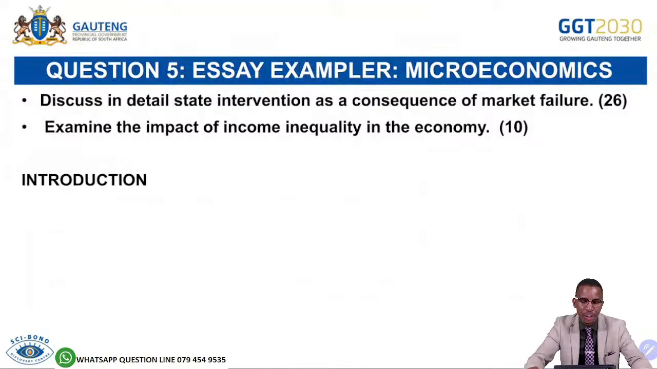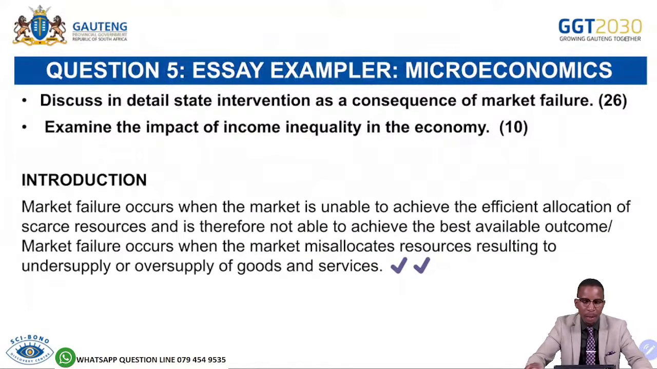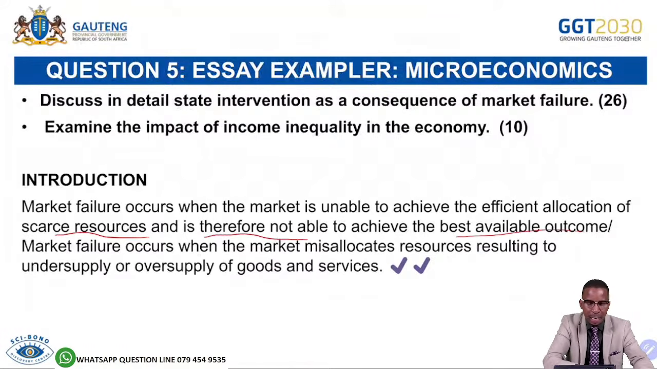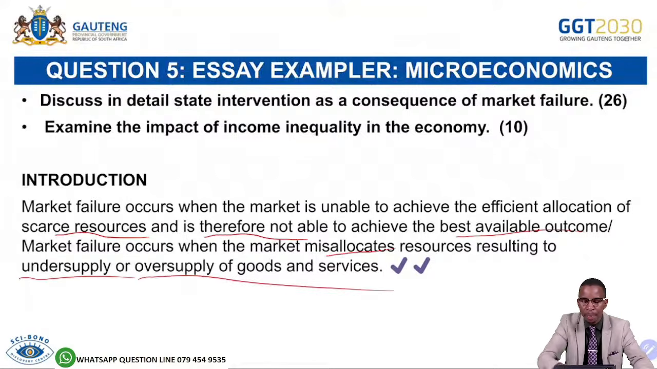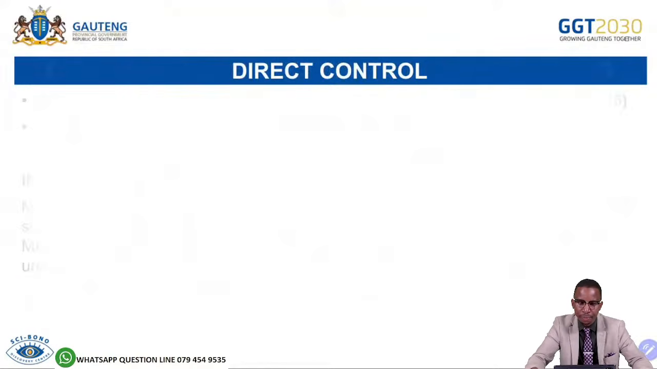So then, in the introduction, obviously we define market failure. Market failure occurs when the market is unable to achieve the efficient allocation of resources and is therefore not able to achieve the best available outcome. Market failure occurs when the market misallocates resources, resulting in undersupply or oversupply of goods and services.